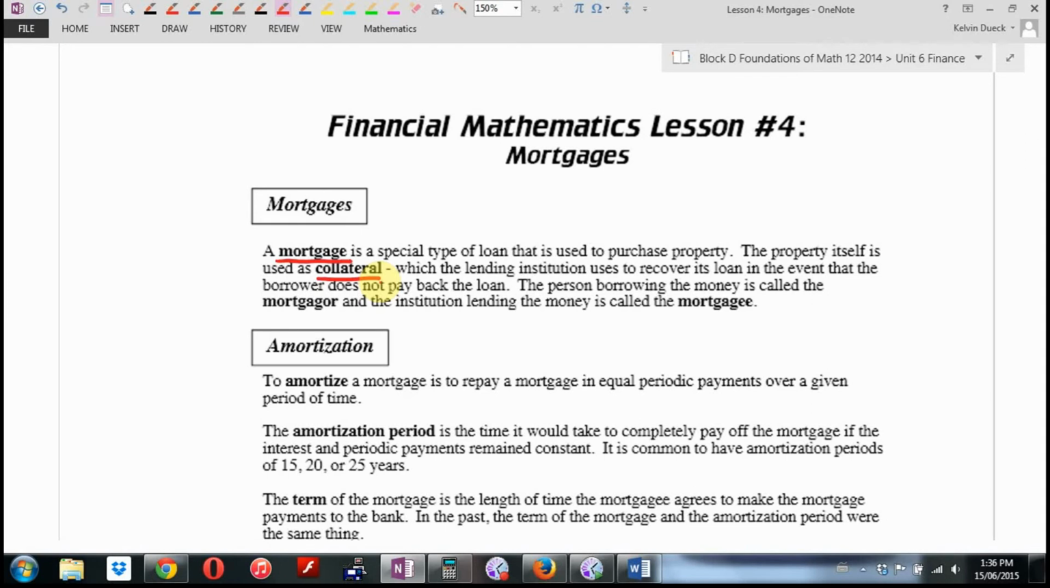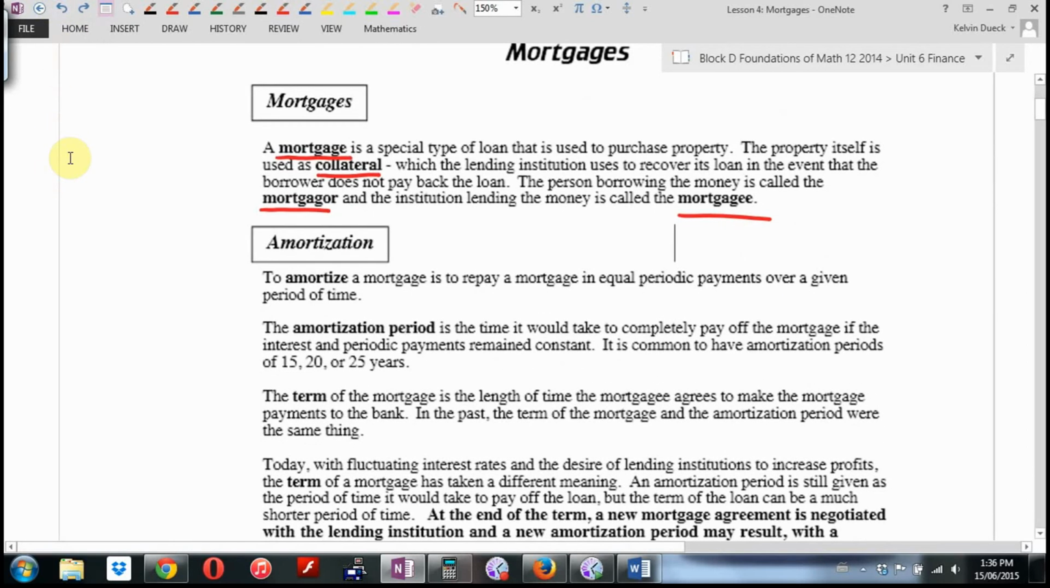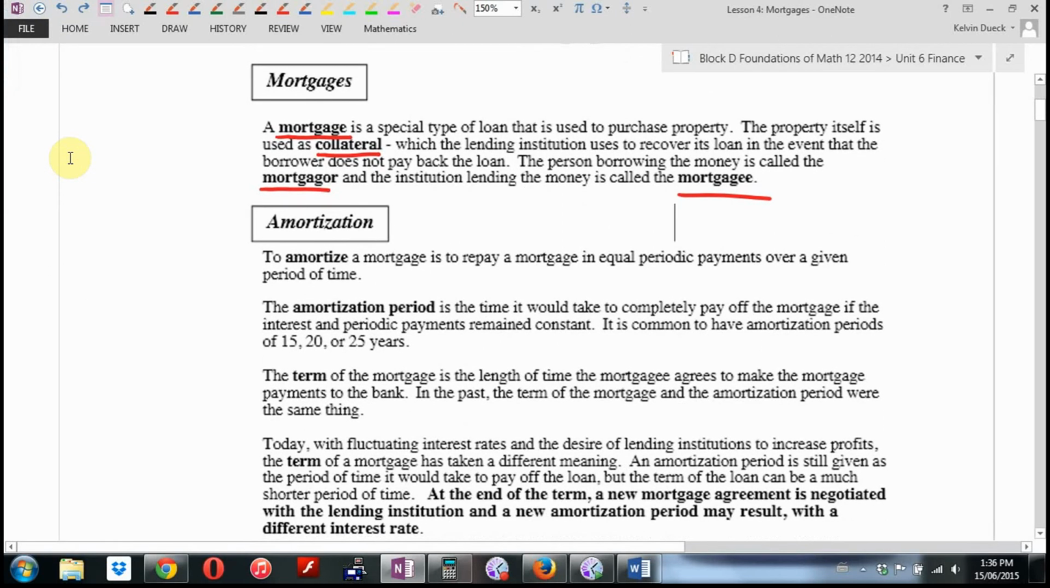The person borrowing the money is called the mortgagor. I don't know how you even say that. It's mortgagor and mortgagee. The bank is the mortgagee. By the way, you may have noticed this G here is silent. It's not mortgage. Shouldn't the T be silent? It's mortgage, not mortgage. Sorry, the T is silent. You're right. Thank you. You guys are English 12. Well done.